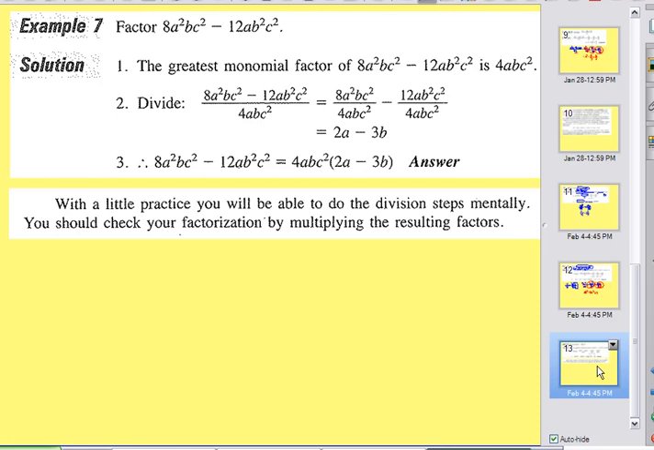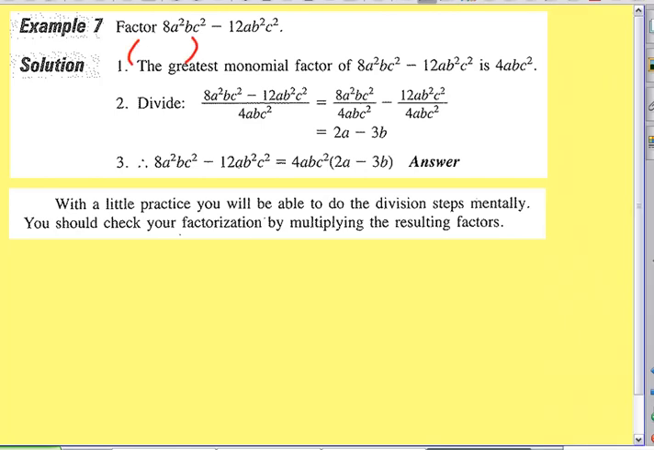Okay? Let's look at this. It says factor. What 2 things multiply to give me that? All right. Ryan, let's find the GCF, right? The greatest monomial factor. Maybe like 4. 4 goes into 8 and 12. What's the biggest power of A? Just A. What's the biggest power of B? Just B. And C squared. I can take C squared because they both have it.